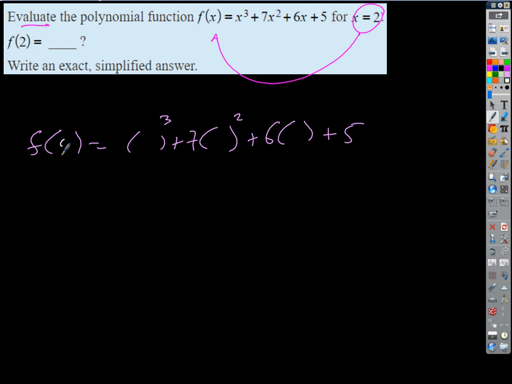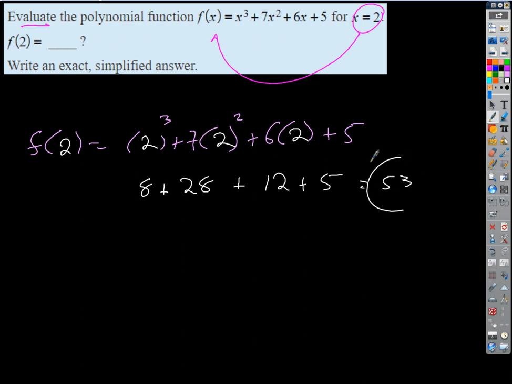So if I'm inputting a 2, I just get that, right? And then I simplify it. So what is 2 cubed? 8. Good. 8 plus, what's this going to do? 4. 4 times 7, oh, 28, good. Plus 12, plus 5. So 12, and these are convenient. 28 and 12 is 40, plus 8 is 48, plus 5 is 53. There you go, 53. Okay.